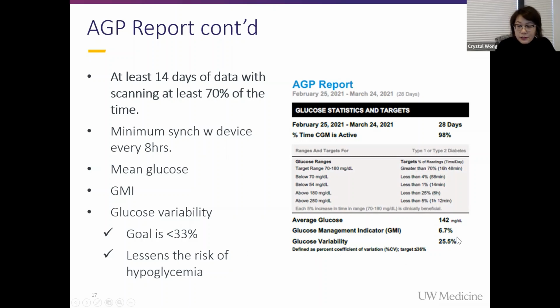The last thing I'll show you is glucose variability. This is just a marker of how much fluctuation there is. And if you can keep it under 33%, you'll lessen patients' risk of hypoglycemia. So again, a metric that's a little bit more important in patients who are on insulin.